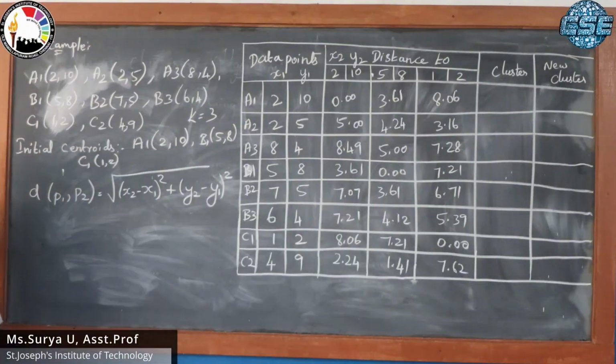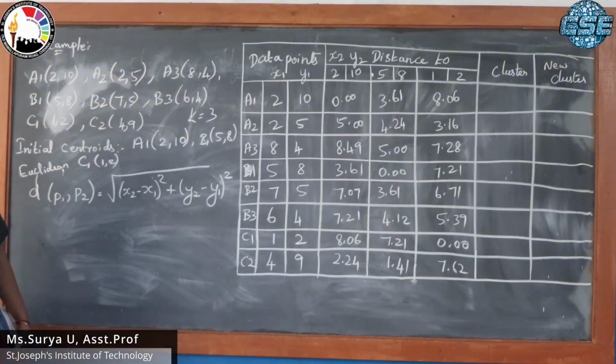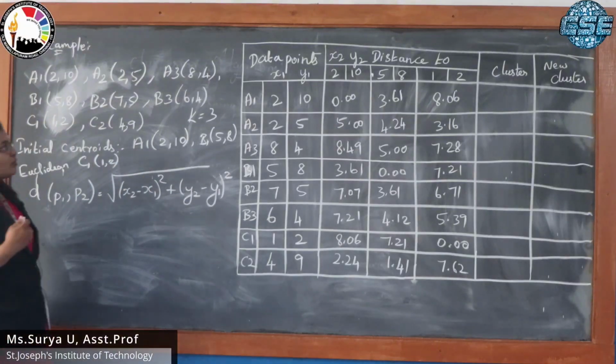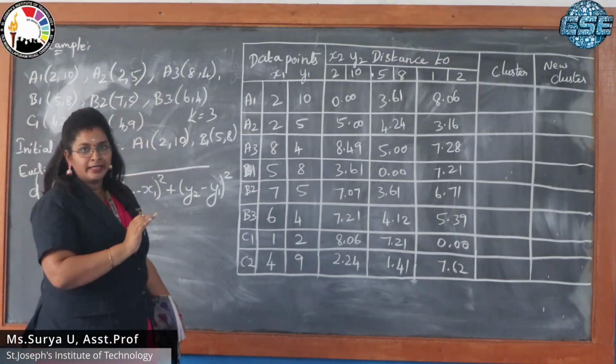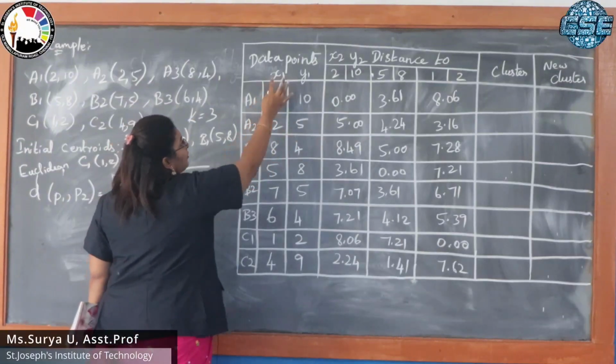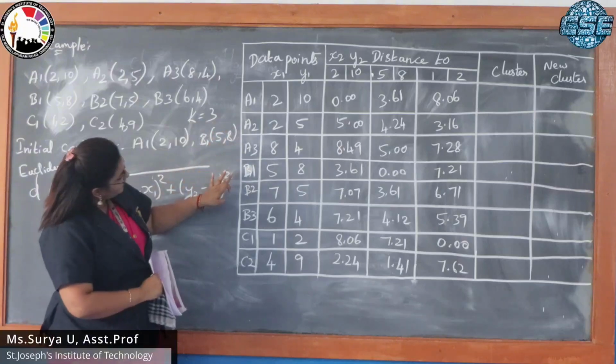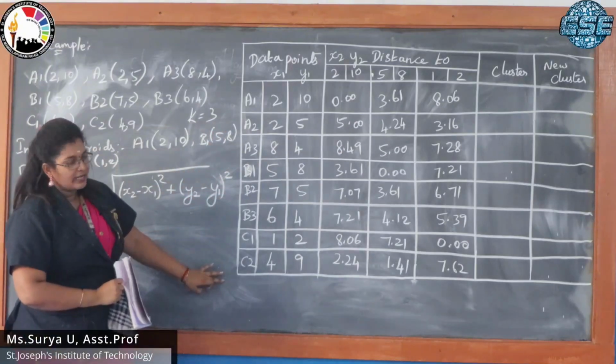Okay, now we are going to apply the k-means algorithm using Euclidean distance. This is the formula of Euclidean distance: d of P1, P2 equals the square root of x2 minus x1 the whole square plus y2 minus y1 the whole square. So this is the formula. Now you have to create a table. The table consists of data points and distance. For the data points, you have to write all the data points, that is the A1, A2, A3, B1, B2, B3, C1 and C2 values.